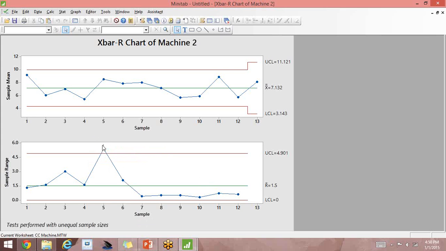So now you, as a Six Sigma consultant or a process owner, should investigate the reason for this outlier. This one. So machine 2 has an outlier.